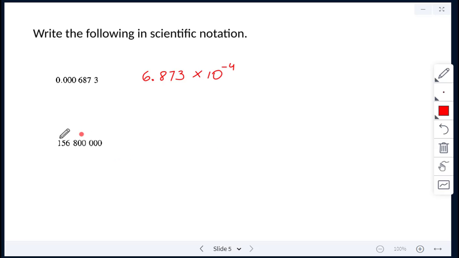Here we have a large number, it's greater than 1, and we're moving our decimal place to the left. So 1, 2, 3, 4, 5, 6, 7, 8, right there. So we get 1.568 times 10 to the power of +8.